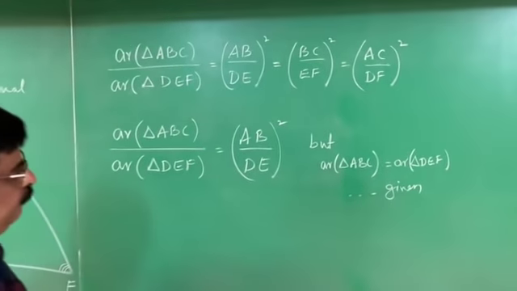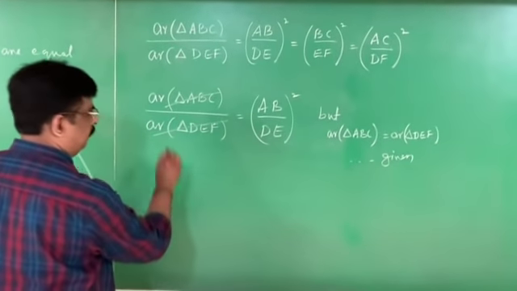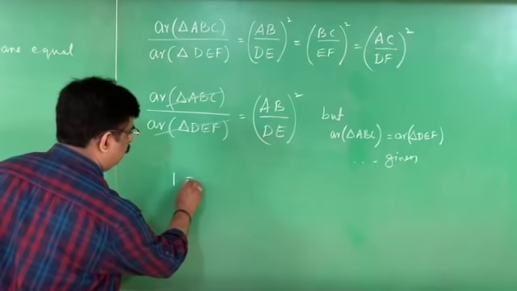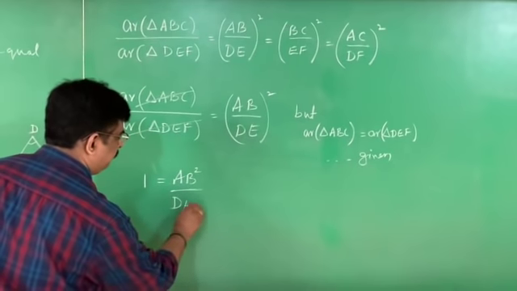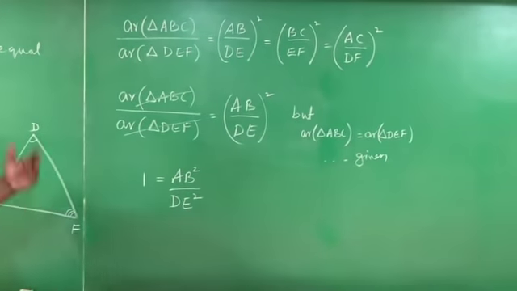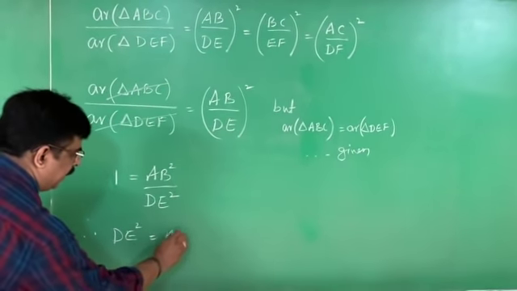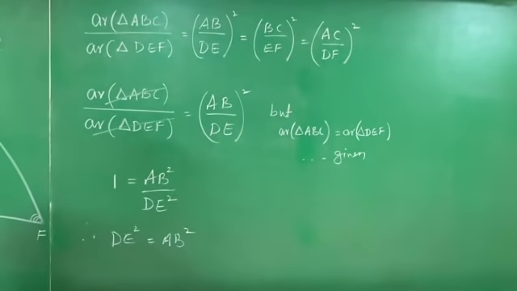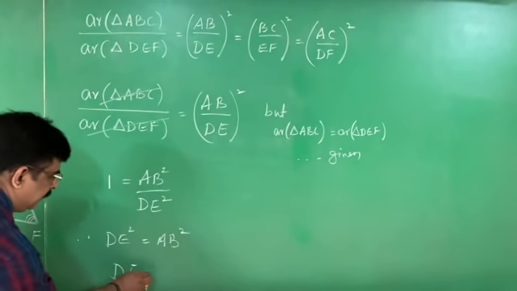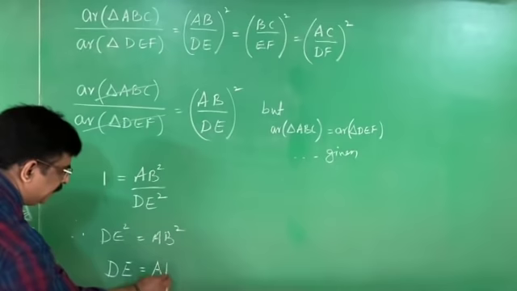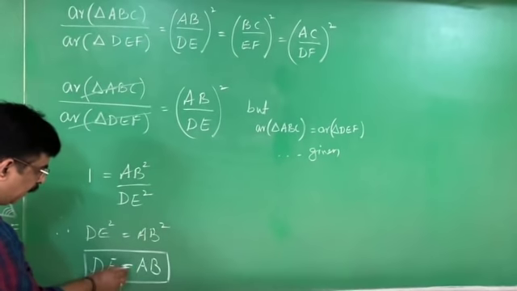It is given. Therefore, these two are equal. I cancel these two. It becomes 1. 1 is equal to, now square this, AB square by DE square. Cross multiply. Therefore, DE square is equal to AB square. When DE square is equal to AB square, DE is equal to AB. Corresponding sides are equal now.